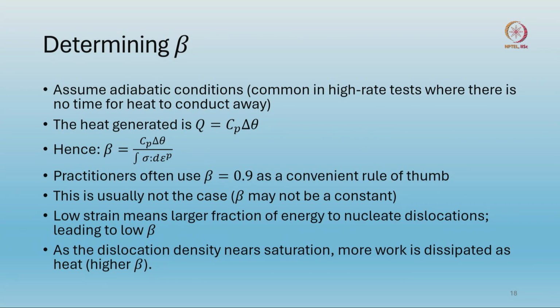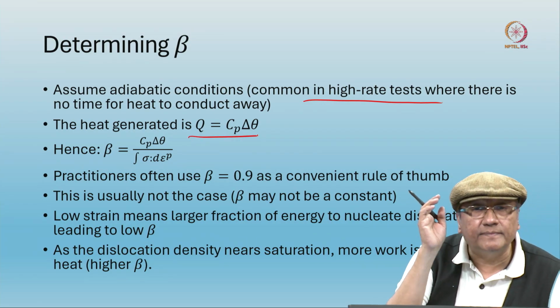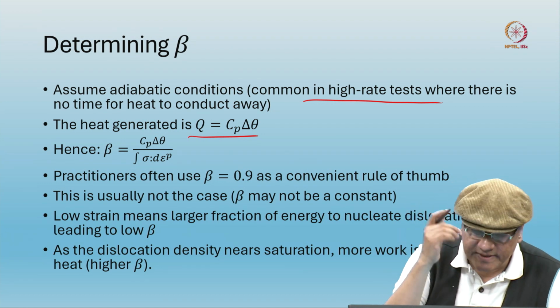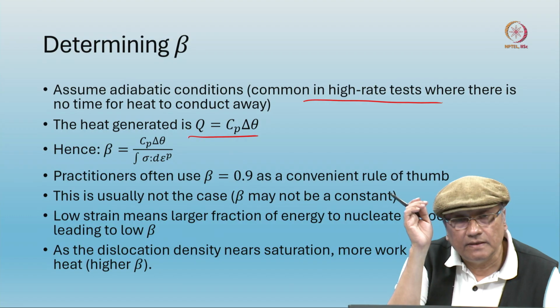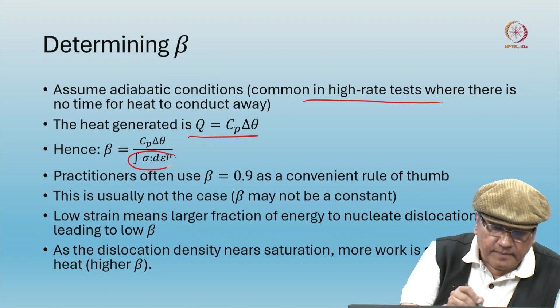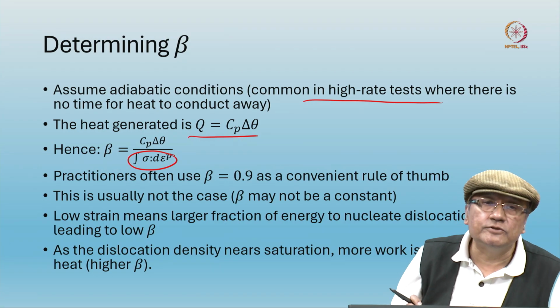So if you are able to do this experimentally, you are doing it very fast, so you can assume adiabatic conditions, that means no heat transfer, or very little. The rates are high enough so that no time is given. So the heat generated is nothing but Q equal to Cp, the specific heat capacity of interest, times delta theta. That is the heat generated. You divide this heat generated by the total plastic work which you have calculated experimentally, and that gives you beta.